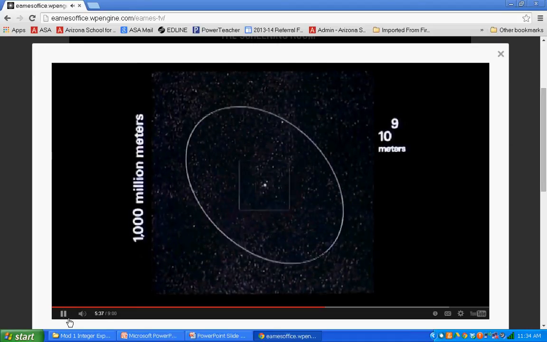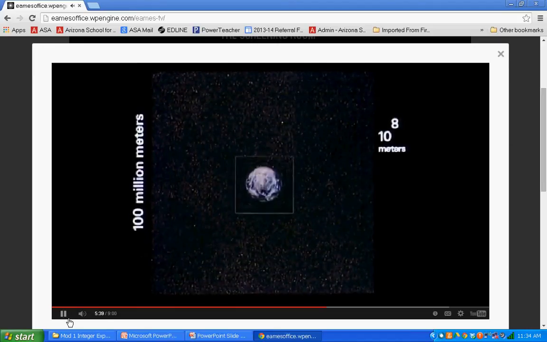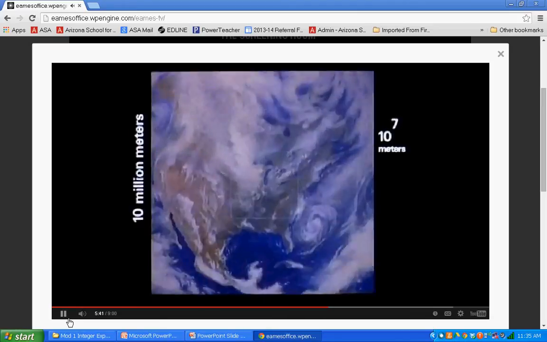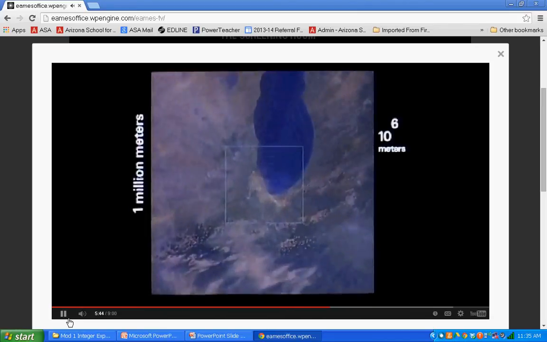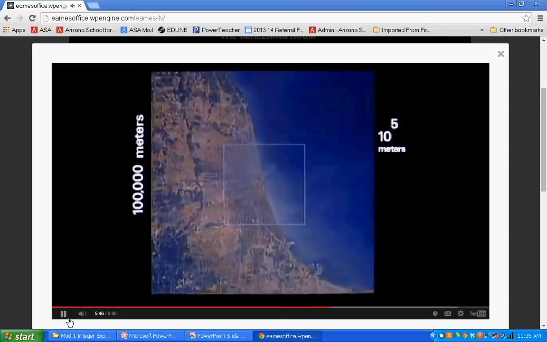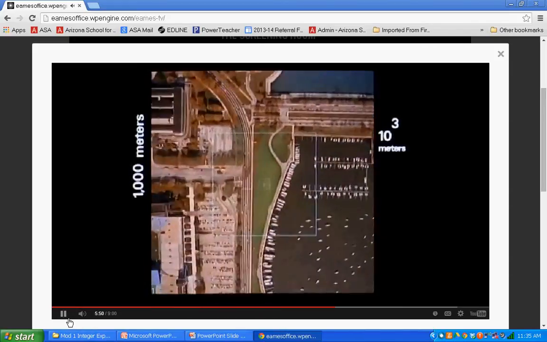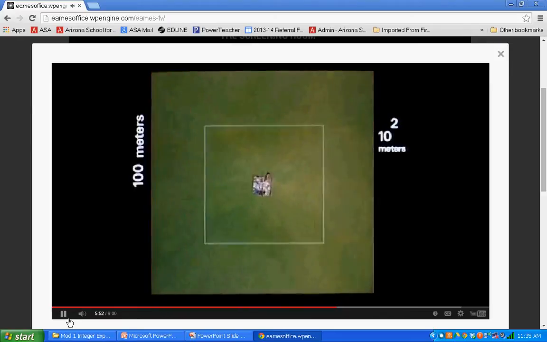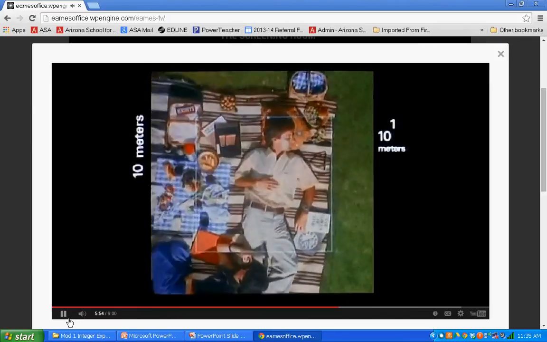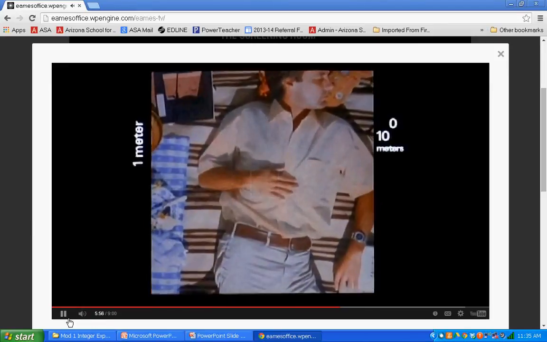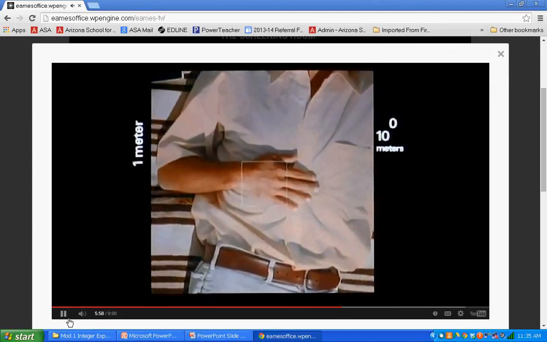10 to the 9th meters, 10 to the 8th, 7, 6, 5, 4, 3, 2, 1. We are back at our starting point. We slow up at 1 meter, 10 to the 0 power.